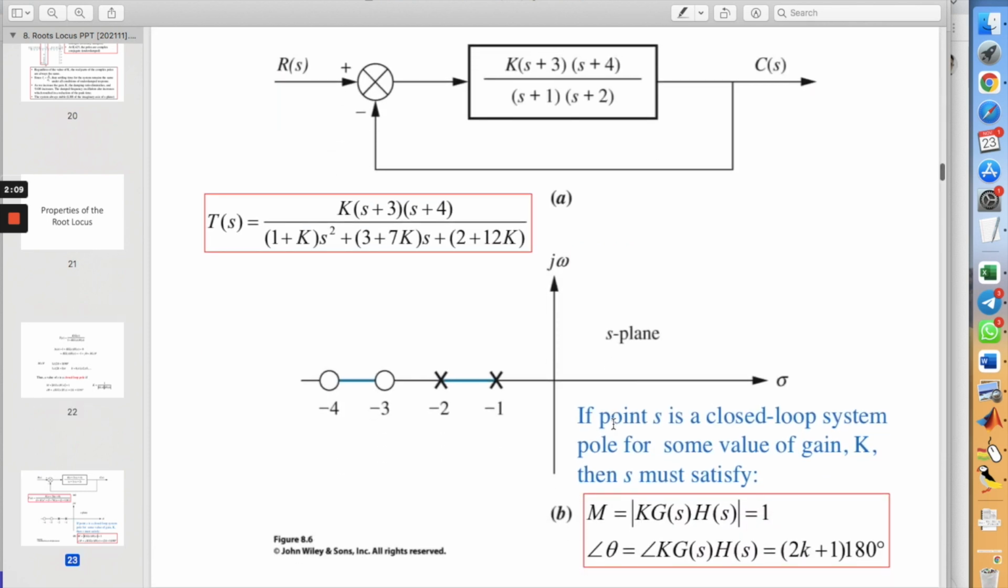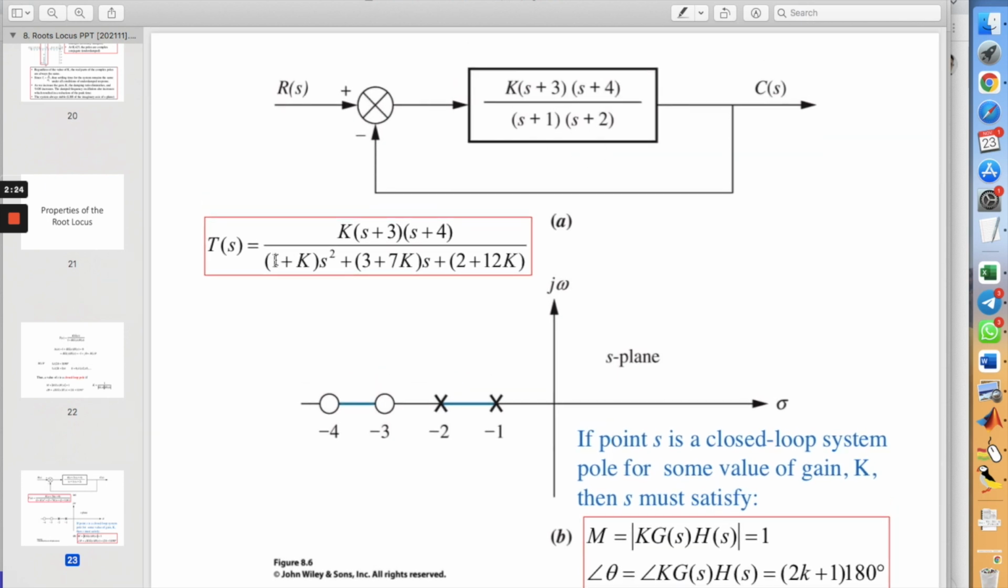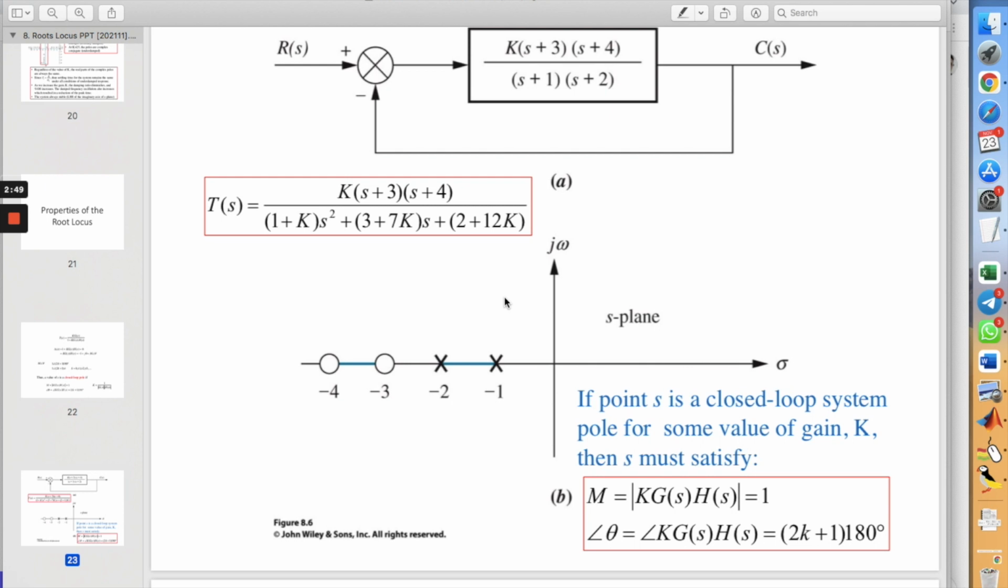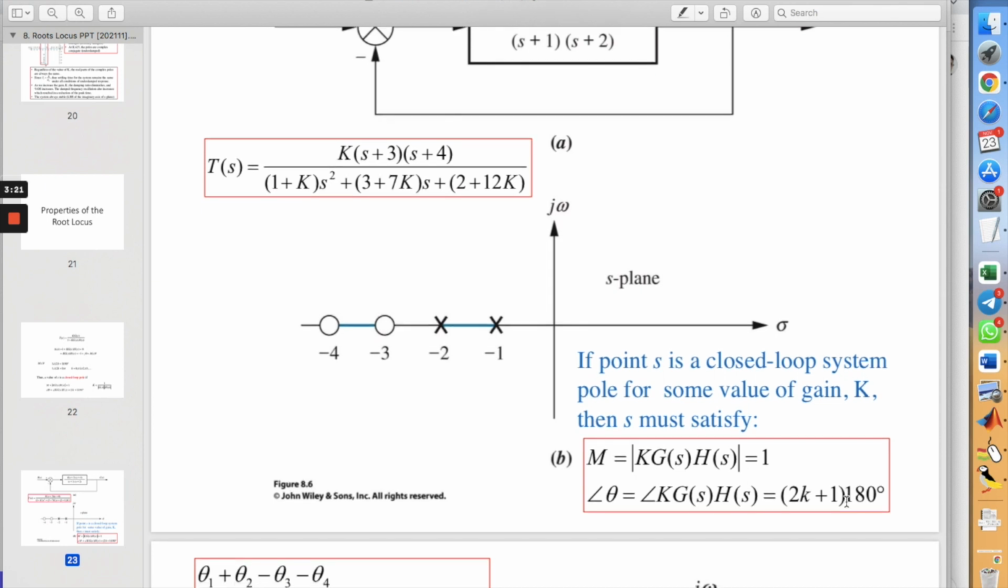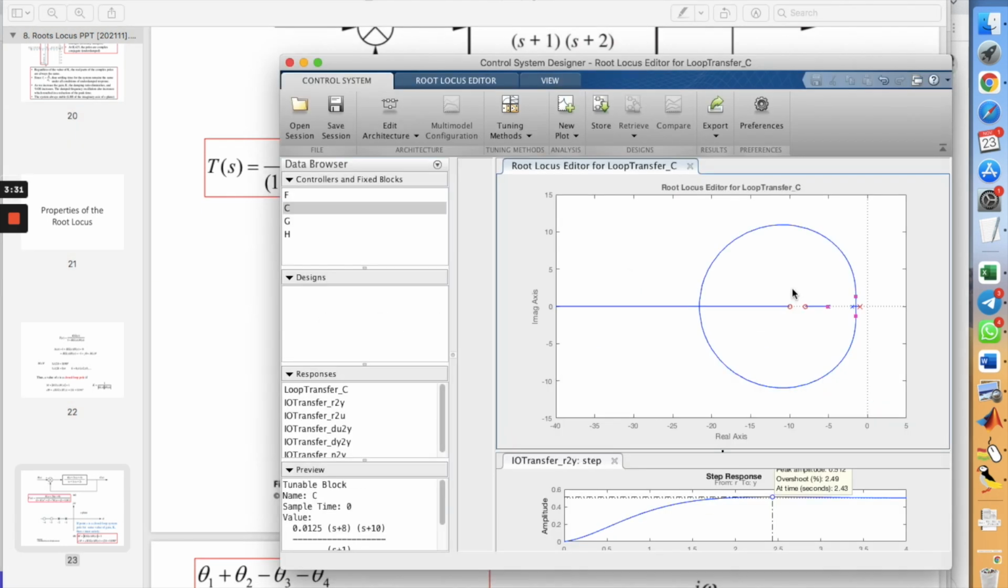So let's say we have this example here. We have a system and our closed loop transfer function of this system is given. We want to know if point s is a closed loop system pole for some value of gain K. If this point s satisfies these two properties, which are M equals 1 and the angle theta equals (2k plus 1) multiplied by 180 degrees, we can say that the point s is on the root locus.